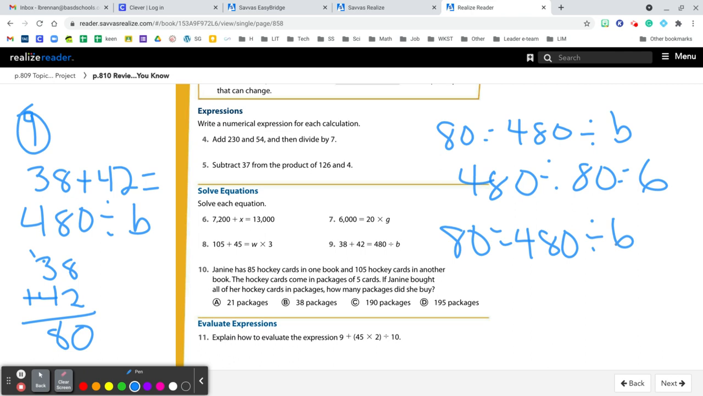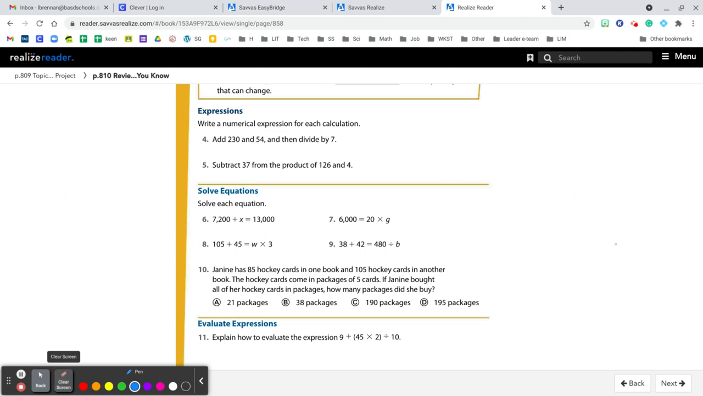Janie has 85 hockey cards in one book and 105 hockey cards in another book. The hockey cards come in a package of 5 each. If Janie bought all of her hockey cards in packages, how many packages did she buy? So let's see what we got here. Number 10. She has 85 cards in one book and 105 in another. They come in packages of 5. If she bought all of her hockey cards in packages, how many packages did she buy?